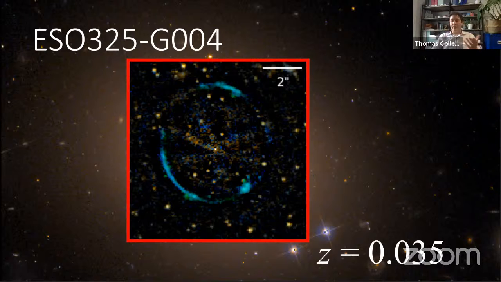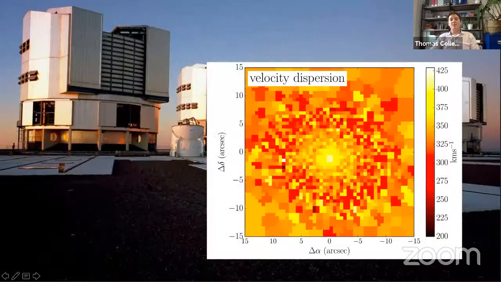It's close enough, 100 and odd megaparsecs away, that you can go out and actually measure how fast the stars are moving very precisely. So this is what we did with MUSE on the VLT. This is the velocity dispersion field for this galaxy. It's about 400 kilometers per second in the very central regions, and then falling off to something more like 270, 280 kilometers per second far out.